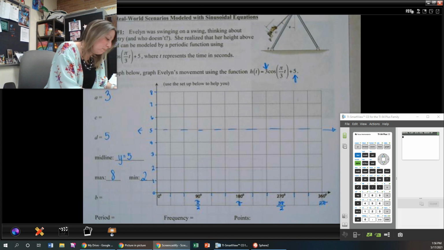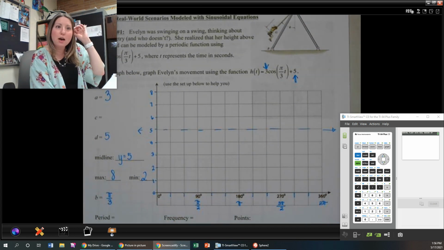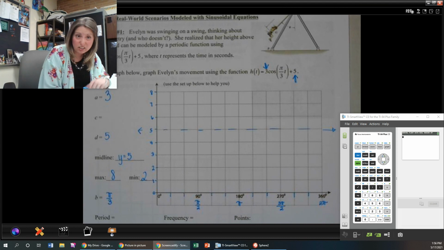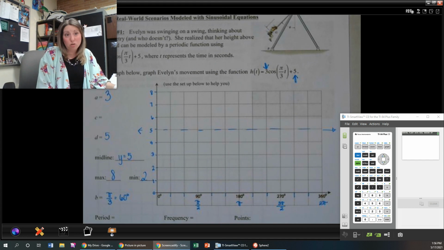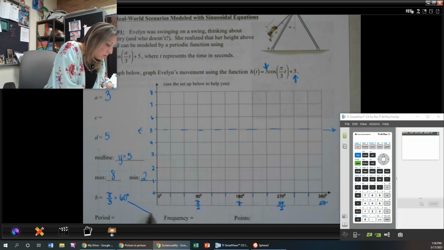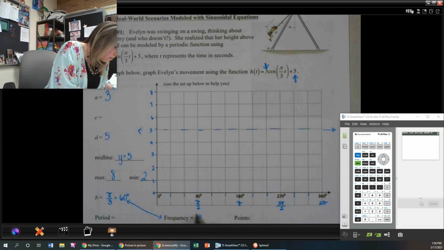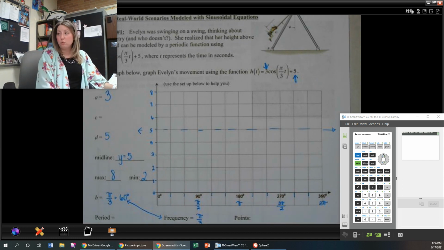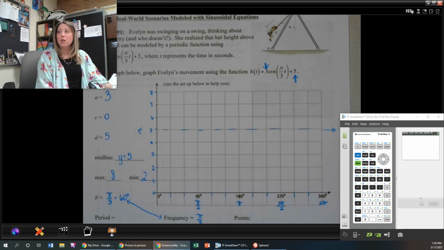So my B term, pi over 3, let's convert that back into degrees. So that's 60 degrees if we're thinking in terms of degrees. Okay. That means our frequency can be considered pi over 3. And that just means that, oh, I'm sorry, I didn't put 0 for C when we determined that we did not have a phase shift.